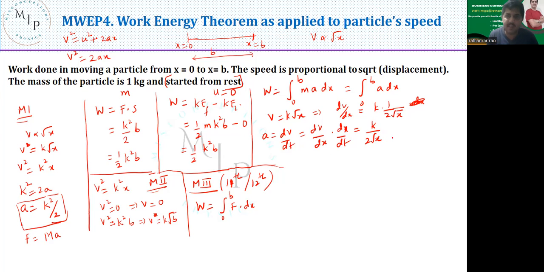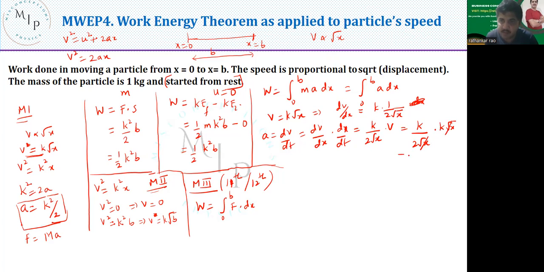dx by dt is nothing but velocity. I'll write this as velocity only. Now, what's the value of velocity? We already got V is equal to k root x. Velocity is k root x, right? I'll substitute it over here. I'll write this as k by 2 root x into V, and V is k root x once again. So this root x and this root x cancel.